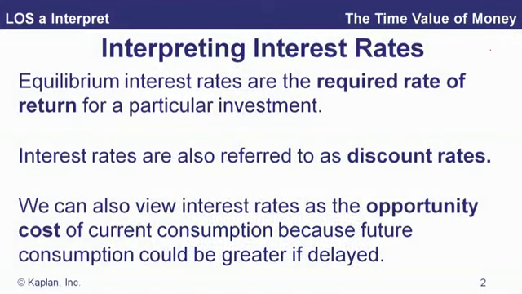And also we can view interest rates as the opportunity cost of current consumption. Because if you don't consume today, you're able to consume more tomorrow because of positive interest rates. So that's the trade-off between current and future consumption. And so that's the opportunity cost or the price of consuming now rather than saving, earning interest, and consuming later.